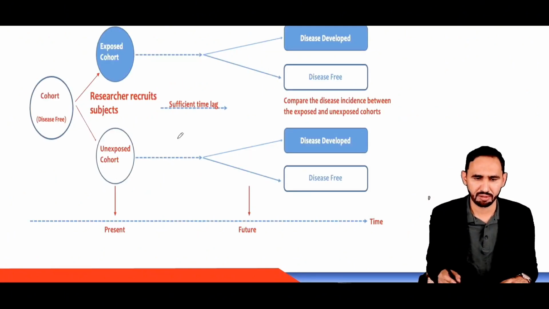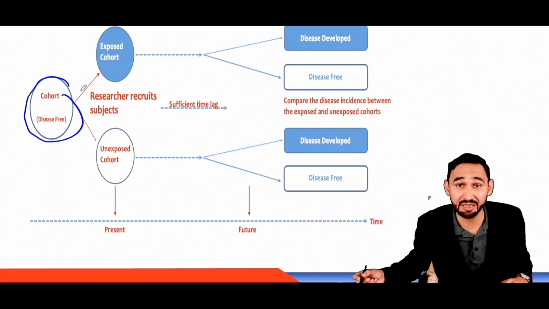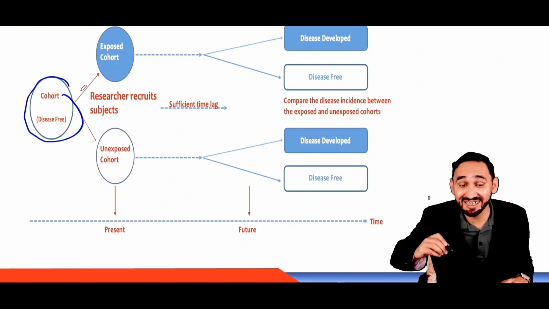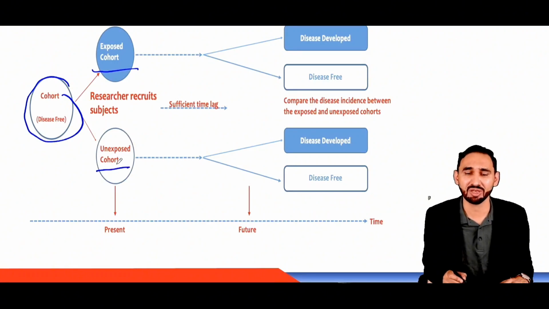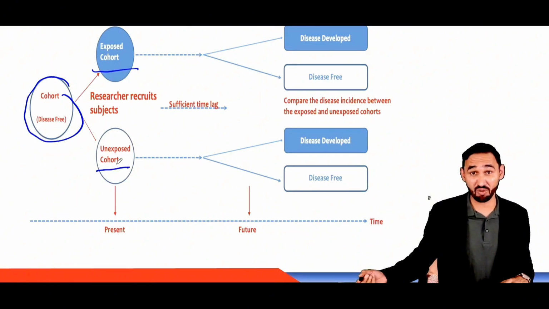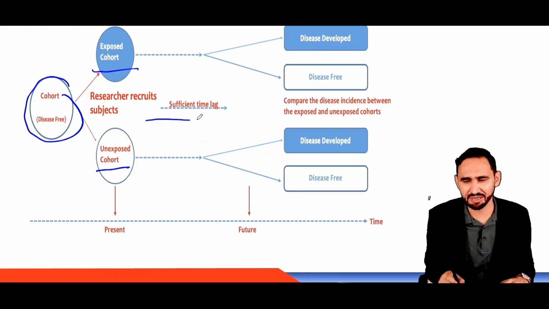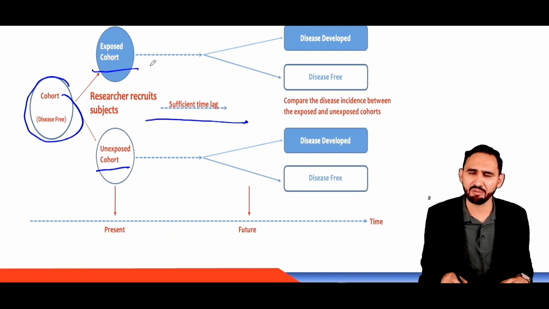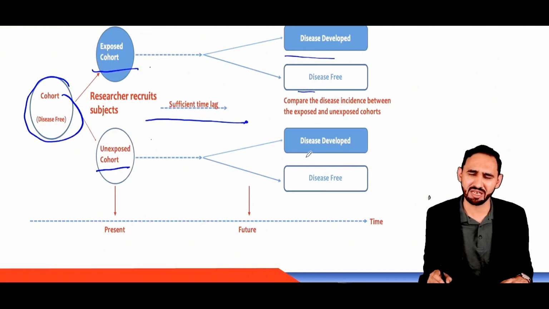This is cohort. Cohort must be disease free. They may be exposed, but they are not diseased. We divide this cohort into exposed cohort and non-exposed cohort. Risk factor is present in exposed. It is absent in non-exposed. Then a sufficient time period is required. We will see how many exposed people develop the disease, how many exposed people are disease free, how many unexposed people develop disease, and how many unexposed people are disease free.